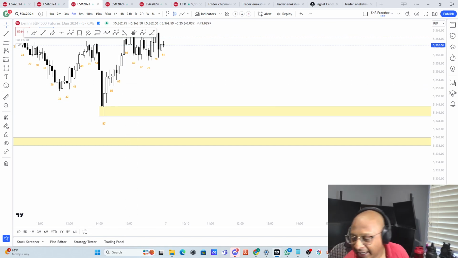Okay. Is the balance zone considered? Yes, the balance zone, whenever the market is in a balance zone, that is the fair price, or that range has been decided as the fair price of the market at that given point of time. Make sense? Any questions?